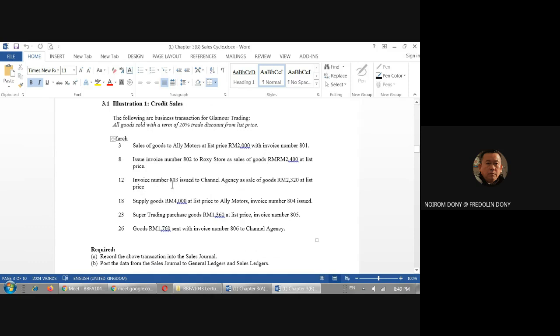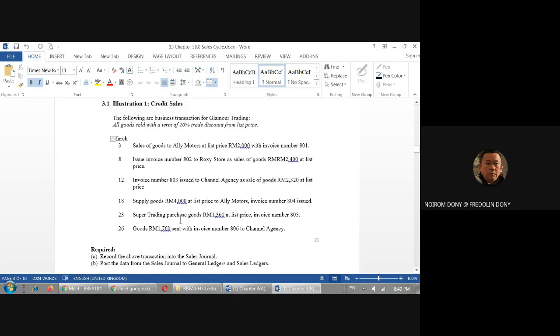Invoice number 803 issued to Channel Agency, sales of goods. Again, Channel Agency is trade receivable. How do I know this is credit? Because of the wording invoice number. Supply goods 4,000 at list price to Ali Moto, invoice number. Again, this is credit sales. So sales journal.